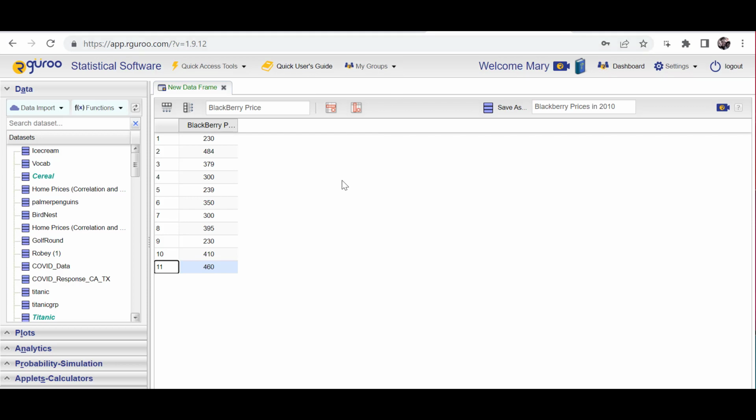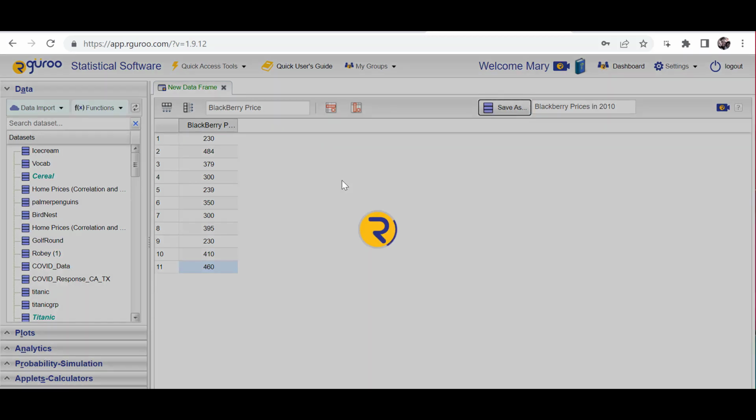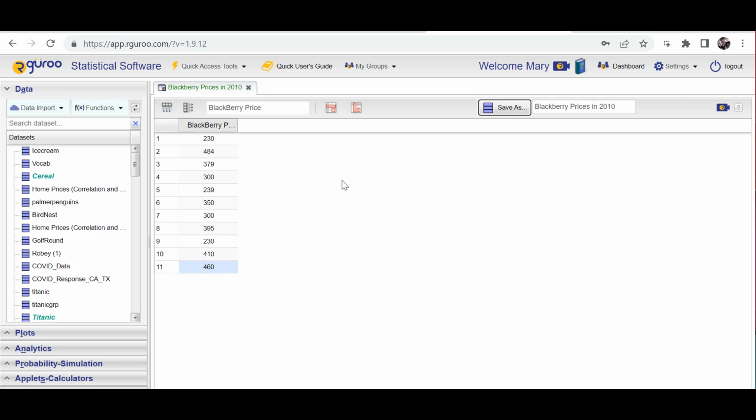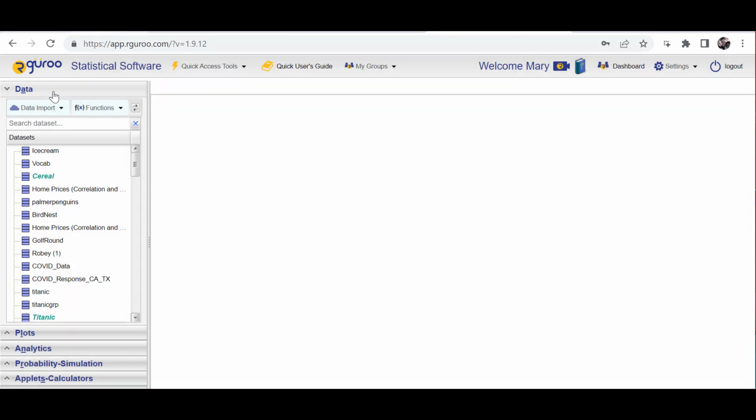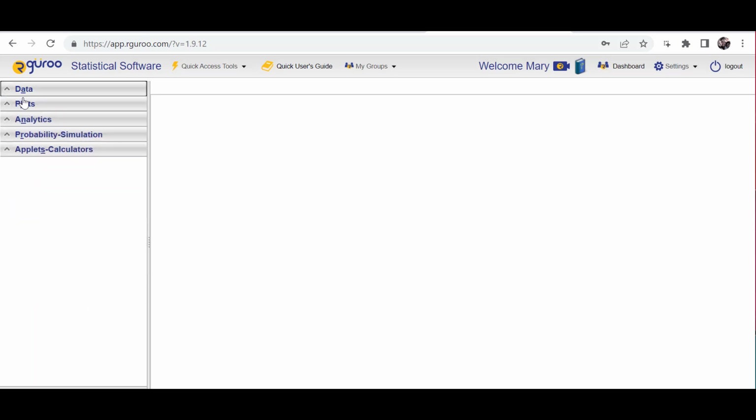Okay, so I've typed in the numbers 230, 484, 379, 300, 239, 350, 300, 395, 230, 410, 460. So I just wanted to double check, make sure I put them in correctly. I'm going to hit Save As. Okay, close that out. All right, so let me show you how to do the confidence interval.